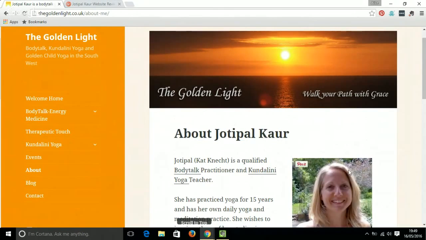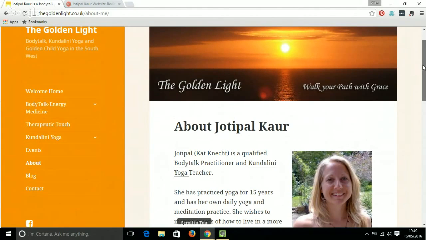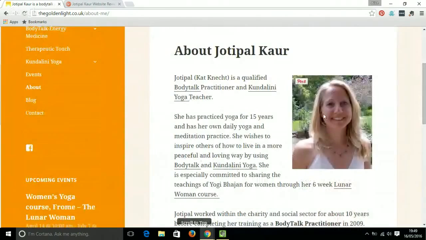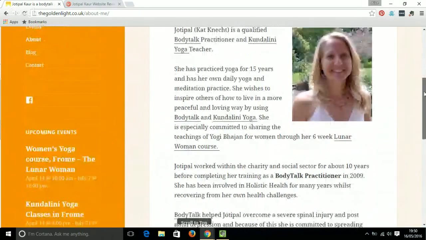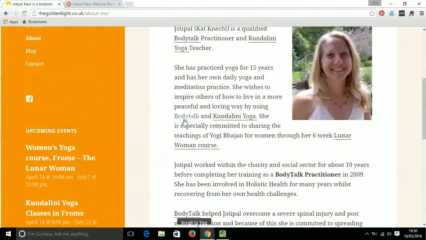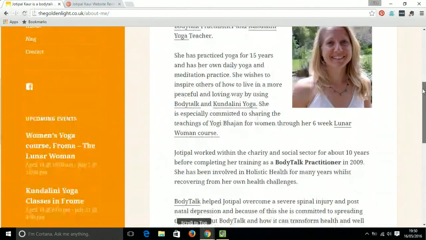You then want to talk about why you're the person to do that, why you're a safe pair of hands. And that's where telling your personal story comes in. But you only need to tell as much of your story as is necessary to gain trust. This is a place where you might want to talk about why Body Talk made such a difference to you, why Kundalini makes such a difference to you. You also want to talk about how you're integrating the two and how you're using them in your life and what a difference it's made in your life.